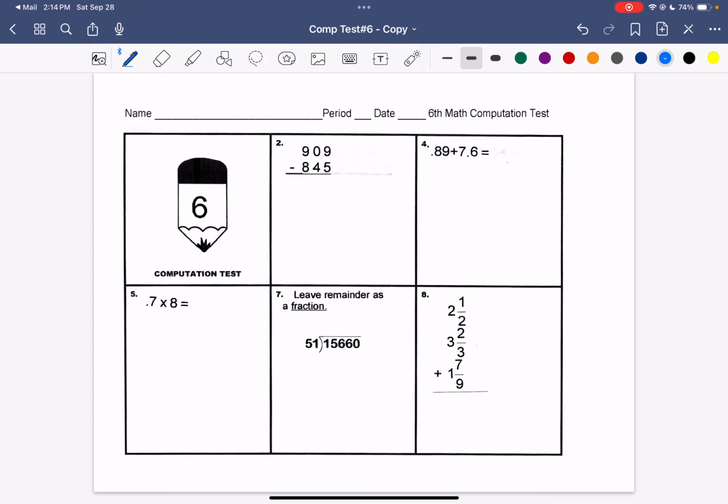All right, welcome back, guys. In this video, I'm going to solve computation problems from the 6th grade math computation test.